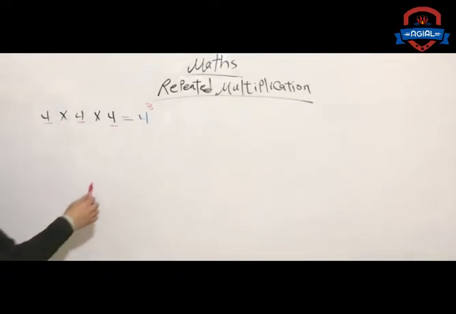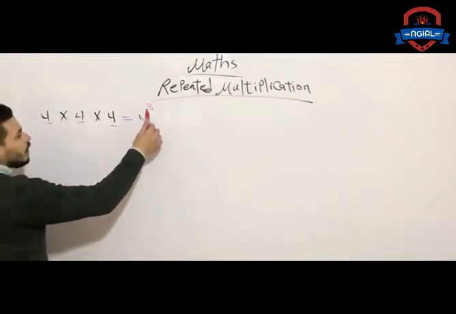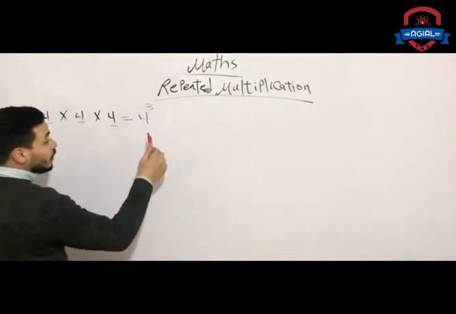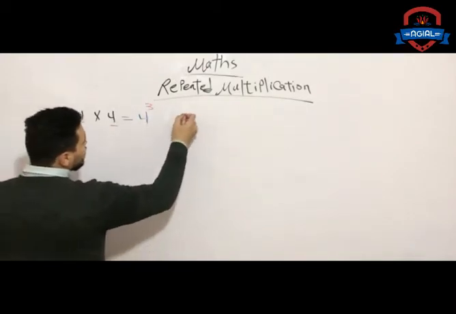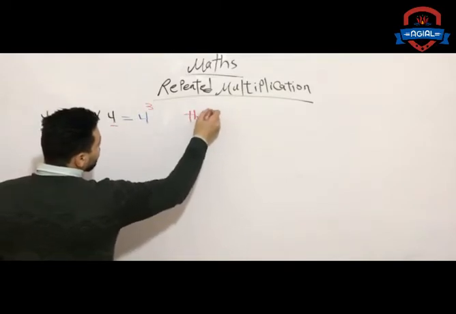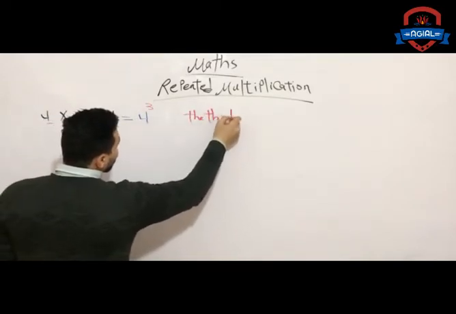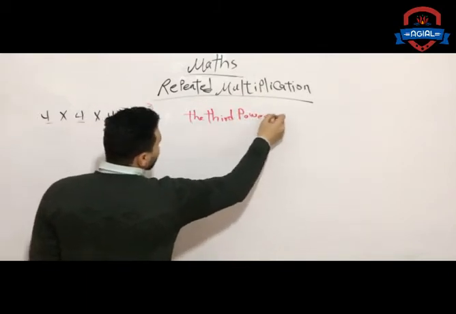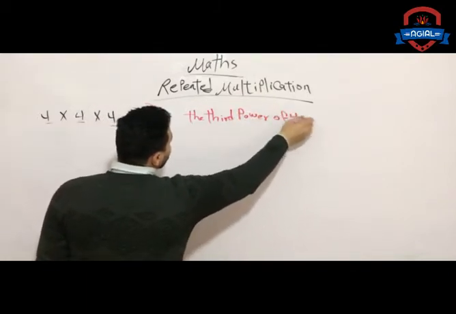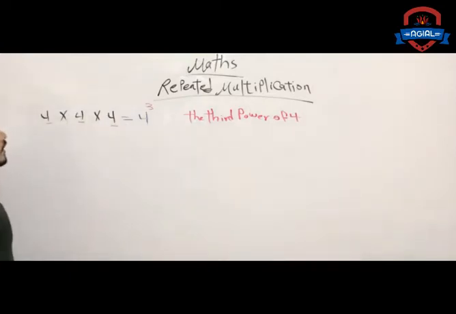So this number is called 4 to the power of 3, or the third power of 4.